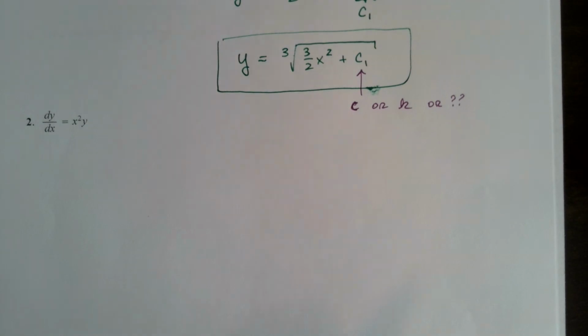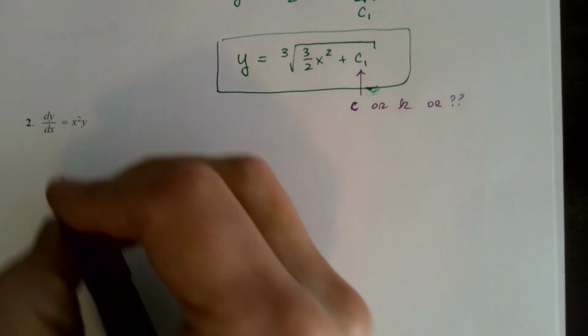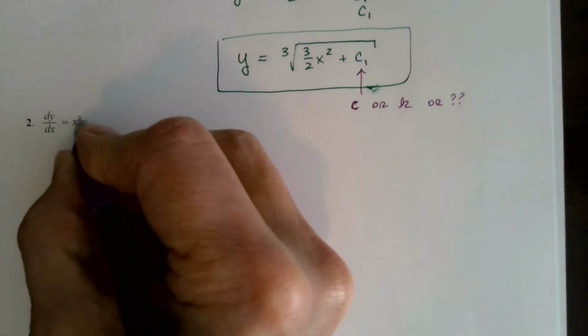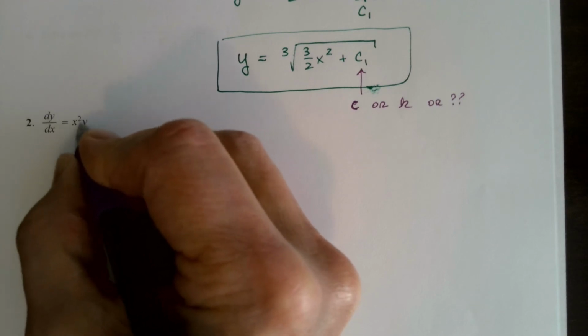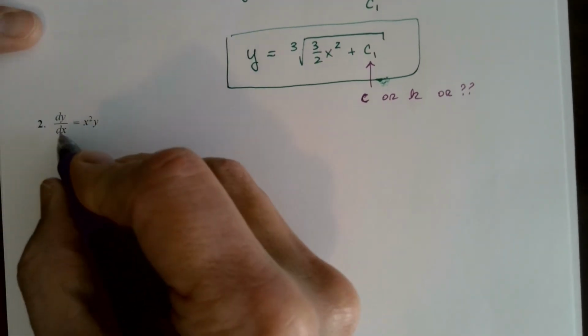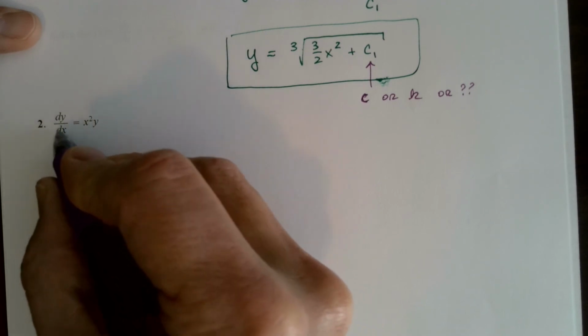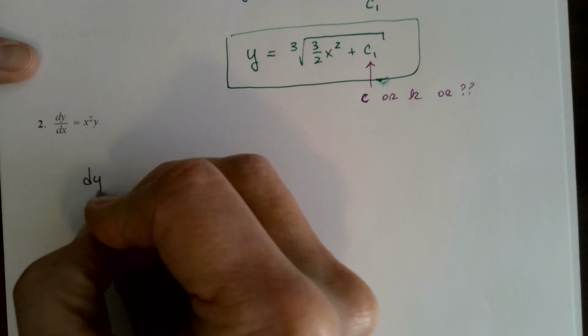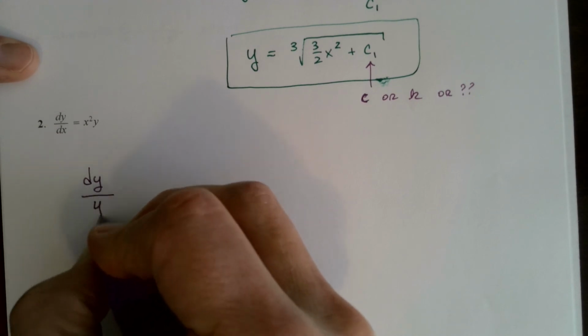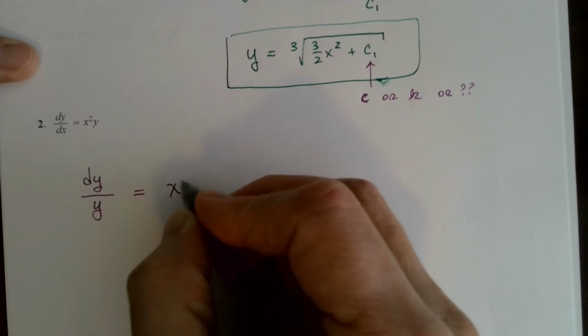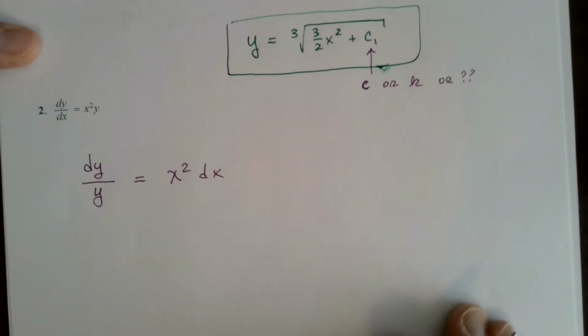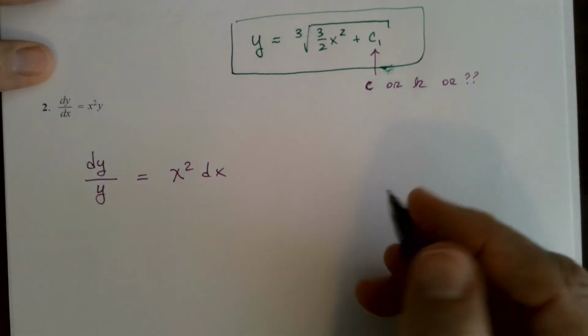Let's take a look at this one here. This one's also clearly separable. It's already a function of x squared, times a function of y. This time I'm going to multiply both sides by dx, but I have to divide by y to get it over here. So I get dy divided by y equals x squared dx. Divide by y and multiply by dx.